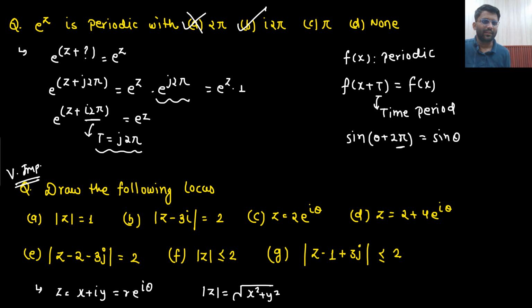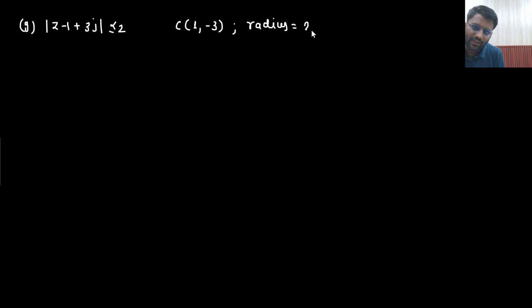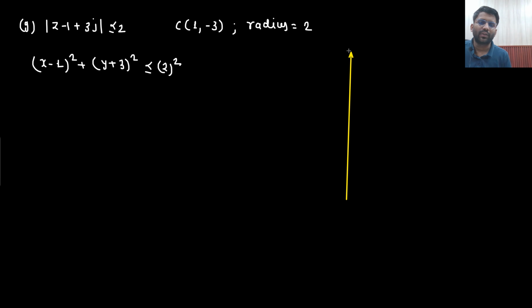Okay, welcome back. So what is example G? Z minus 1 plus 3j less than equals to 2. So first we will draw for Z minus 1 plus 3j equals to 2, right? What will be the center? Sir, I can directly see the center is 1 comma minus 3 with the radius of 2. What is the equation? The equation would be x minus 1 whole square plus y plus 3 whole square less than equals to 2 square. So can you draw it?